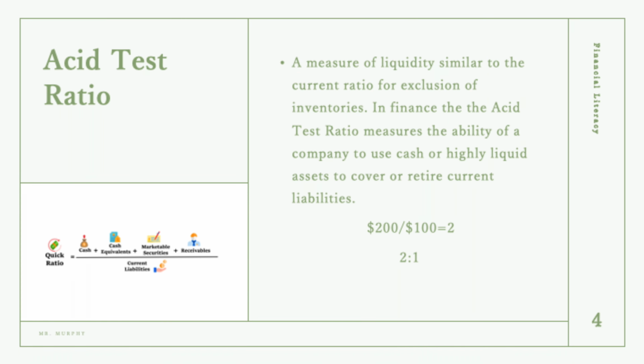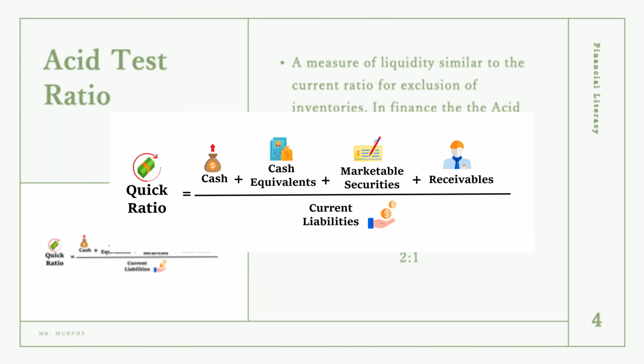Asset test ratio. An asset test ratio is a measure of liquidity similar to the current ratio, except for the exclusion of inventories. In finance, the asset test ratio measures the ability of a company to use cash or highly liquid assets to cover or retire current liabilities. So what does that mean exactly? If you look at the bottom of the screen, you can see we have cash and cash equivalents. These are things such as debt securities with a maturity of 90 days. Marketable securities are things such as stocks. And receivables are money that people might owe you in a short period of time.